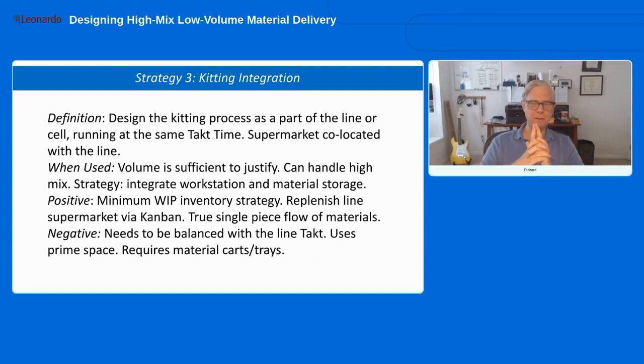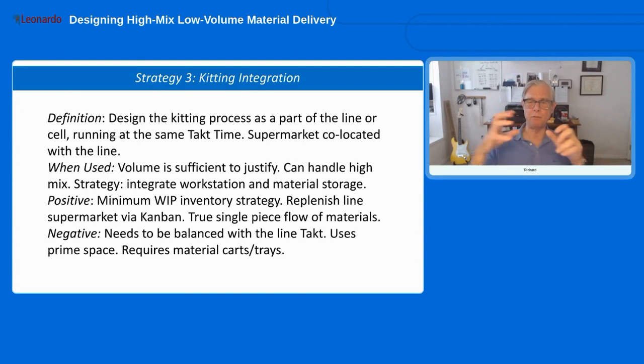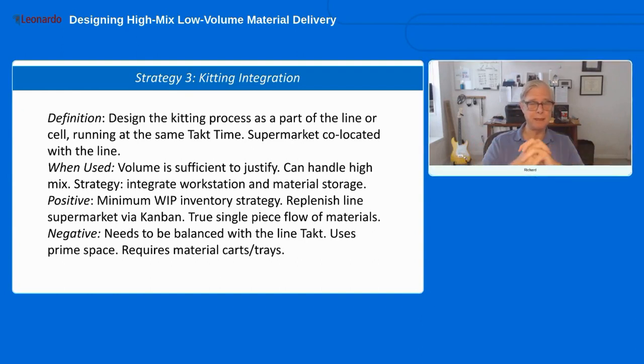So let's explore this in a little bit more detail. We're still going to have a supermarket, but that supermarket is going to be part of the line. It's going to be accessible or built into the line, so to speak. And we're going to have some kitting work that's also built into the line. And so the people in kitting are going to be working at the same rate as the assembly line. And this is a great strategy to use when you've got quite a high mix, like a really high mix, and you need to be able to respond directly to changes in mix, even at the level of a single unit at a time, every unit being different, that kind of environment.